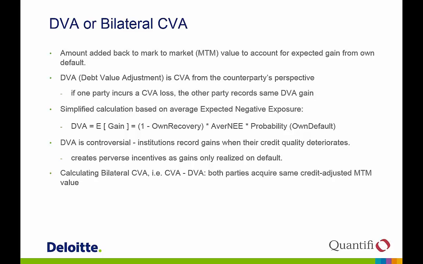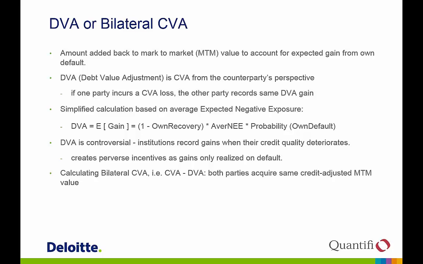Also here you could make a simplified calculation based on the average expected negative exposure. So your DVA would be 1 minus your own recovery rate, times the average expected negative exposure, times the probability of your own default.